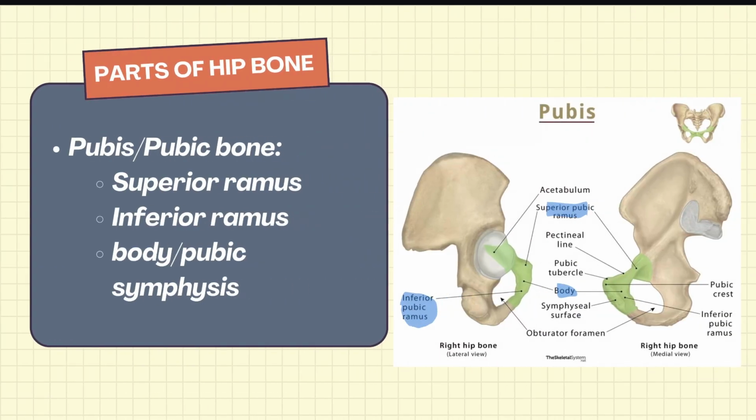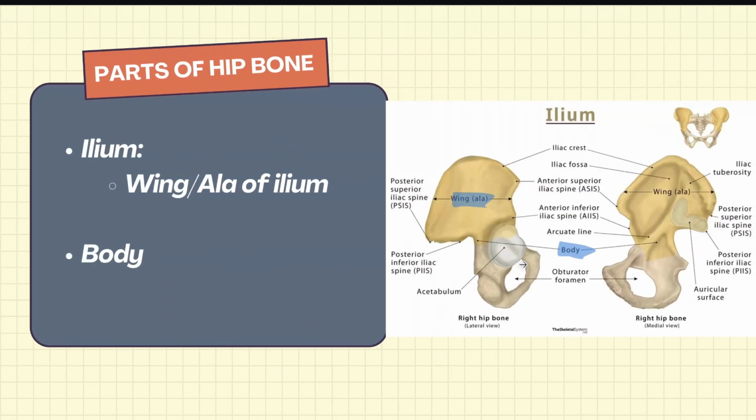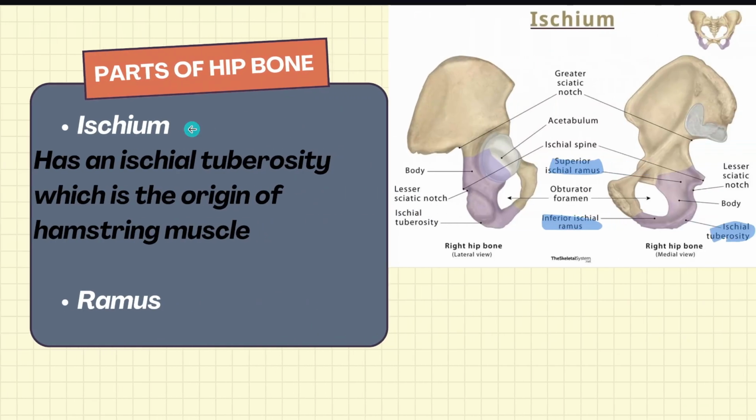Now, parts of the hip bone, I mentioned these already. You have the pubis and the parts of the pubis also. You have the ilium, and these are the parts of the ilium. I doubt you need to know these. And you have the ischium.